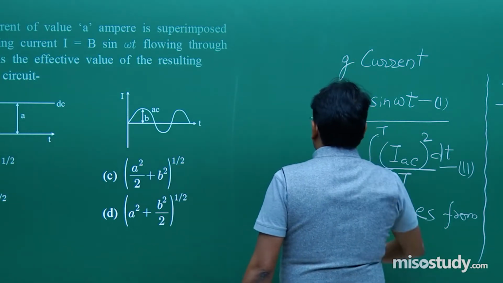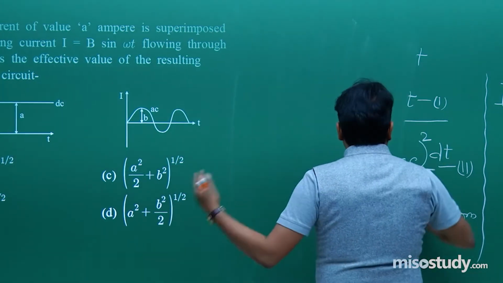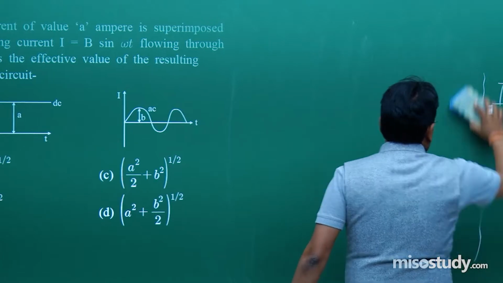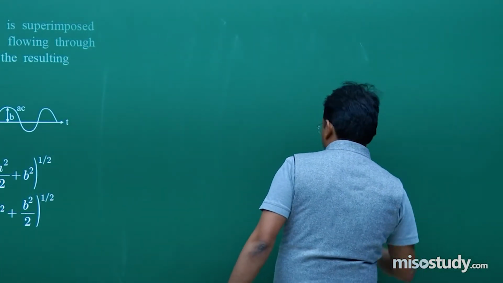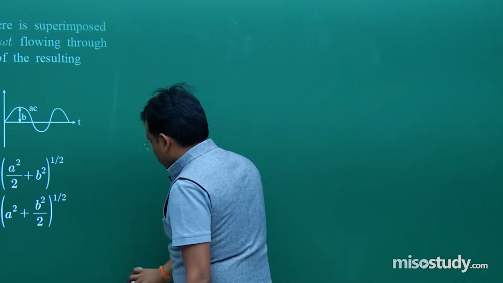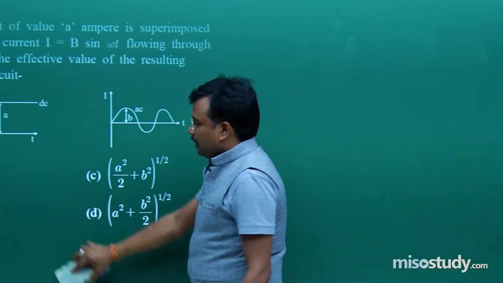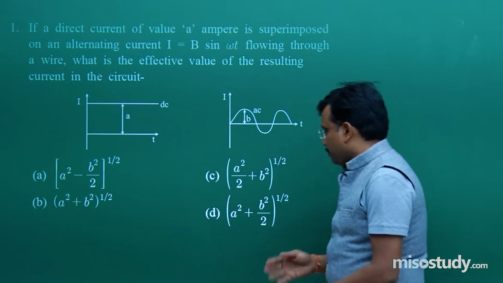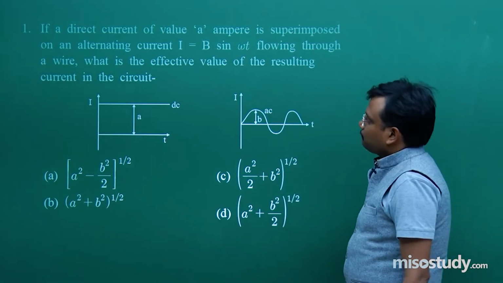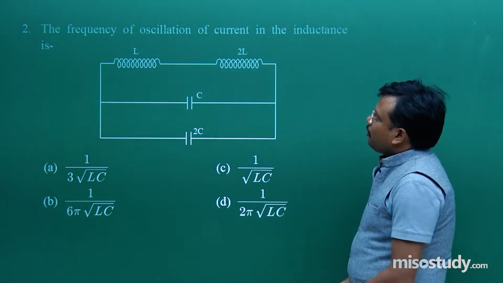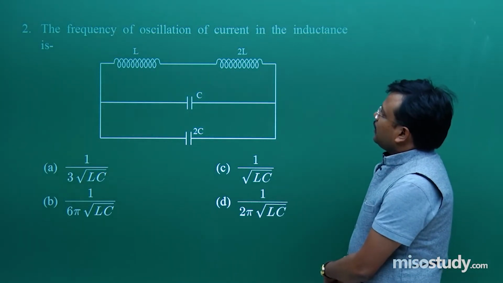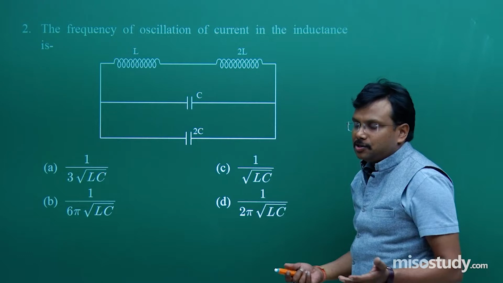So now I hope the question with which we started our discussion, you will definitely appreciate the simplicity of this question and the simplest approach of this problem. So let us move to question number 2, that is the frequency of oscillation of current in the inductance is how much.